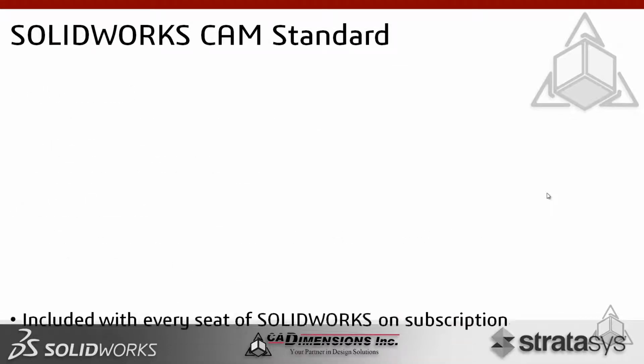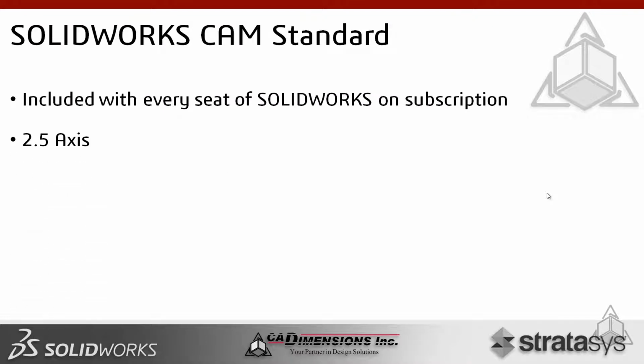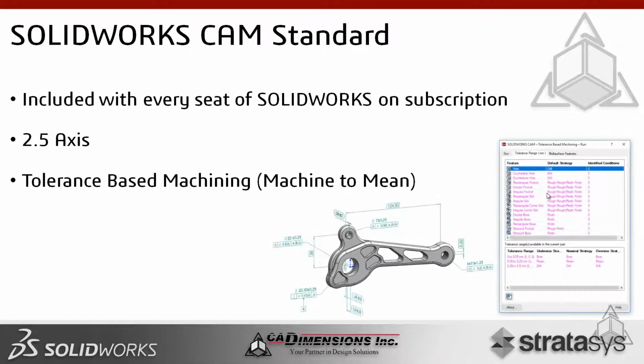So let's get into SolidWorks CAM Standard. It's included with every seat. We already talked about this. It includes 2.5 axis, tolerance-based machining. So if you are using MBD, it'll analyze the tolerances that you've applied to specific faces, and it will define rules and strategies to maintain that tolerance type. It also has the functionality to machine to mean, which is very, very potent and powerful. But this is obviously only used if you are applying those DimXpert dimensions and annotations and GD&T specifically to your model. It also includes what we call advanced 2.5 axis.